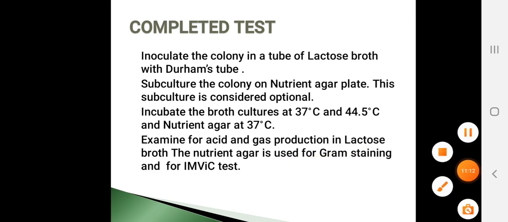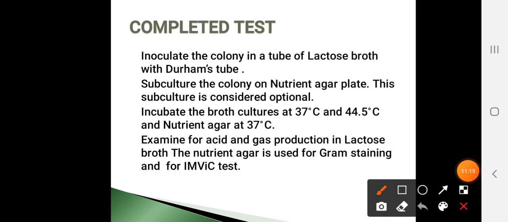For the completed test, we have to inoculate a colony into a tube of lactose broth. From the EMB agar, we take an E. coli colony and inoculate it in lactose broth with a Durham's tube present in the tube. Subculture the colony on nutrient agar. This subculture is optional; only if we want preservation do we have to do it.